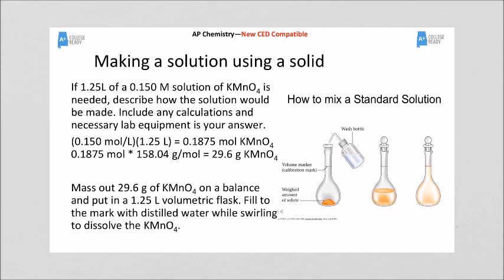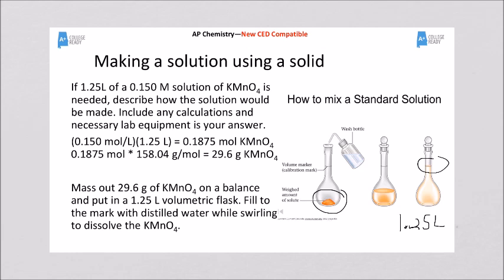Okay, so here's an example. Basically, we need to know some amount to put in our volumetric flask. We're going to add water. You'd be swirling while you're adding the water, and then eventually you're going to fill to that mark. So we would want a 1.25 liter volumetric flask, and they come in all different sizes. So first, the math. That's usually going to be the easiest thing.